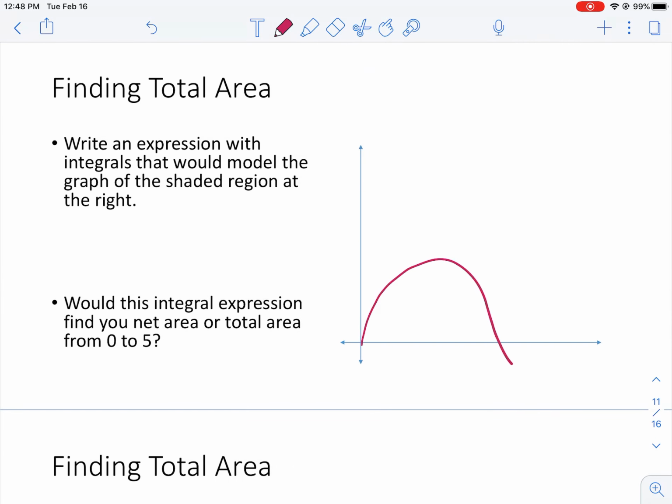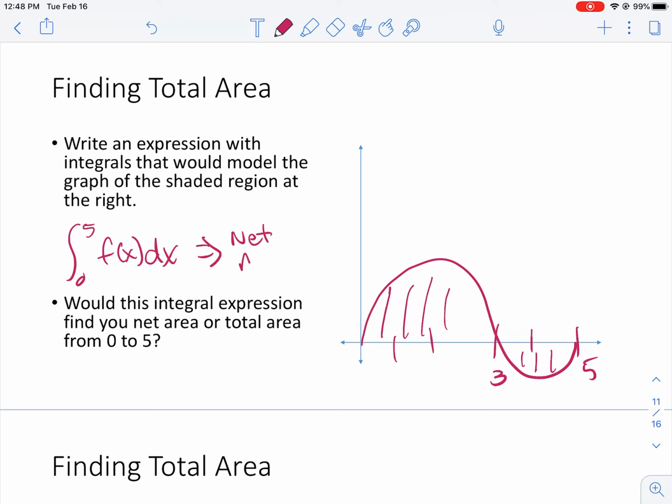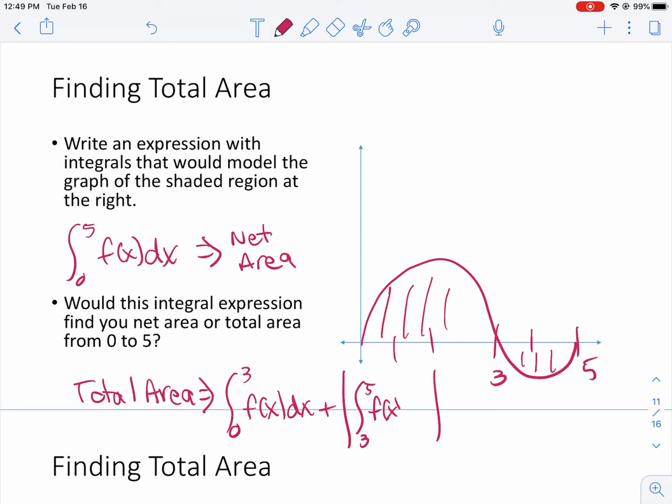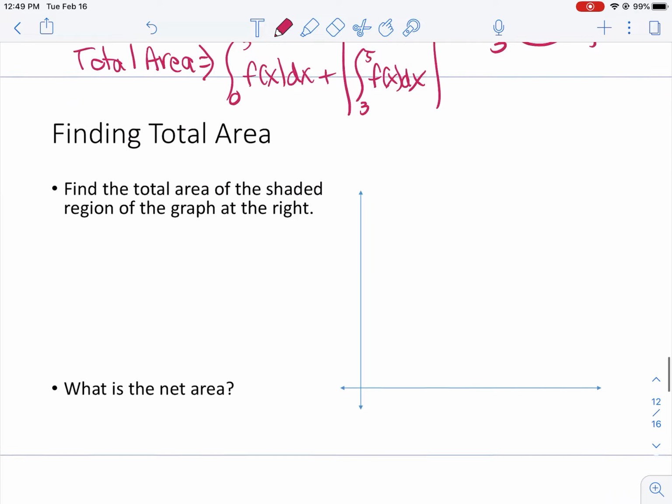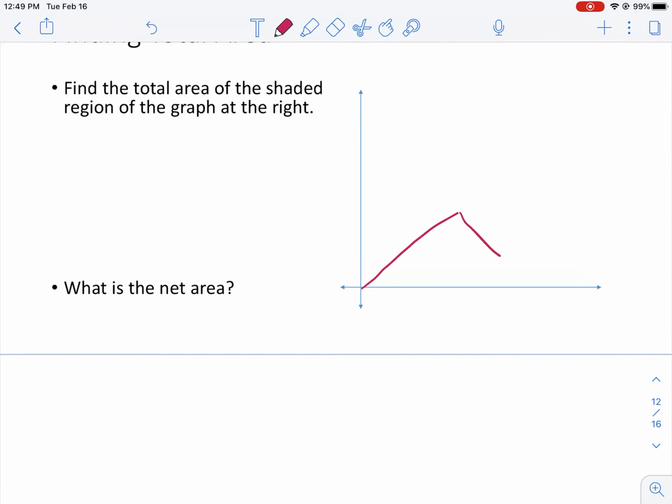So let's say I had this graph here. We'll call it f of x. This is 5, 3. Okay, this is f of x. So if I wanted to model the area, if I did the integral from 0 to 5 of f of x dx, this would be the net area. If I wanted the total area, again, I have a couple of options of how to do it, but I would integrate from 0 to 3. That I can see is going to be positive, plus, and now I'm going to have to add the absolute value of the integral from 3 to 5 of this function. Again, for total area, you would break it up into 2 different sections, depending on where it crosses the x-axis.